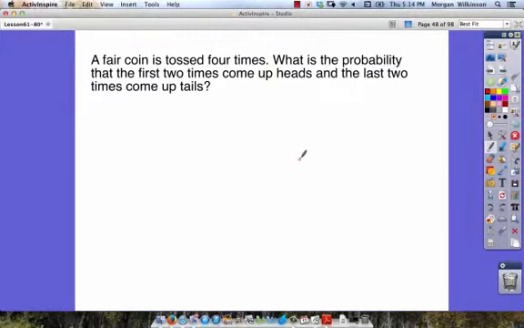A fair coin is tossed 4 times. What is the probability that the first 2 times come up heads and the last 2 times come up tails? Well, if we look at this, a fair coin is tossed 4 times. So we're going to look at the probability that the first 2 times come up heads. So we're going to say the probability the first time is a head, the second time is a head, then the next 2 times have to be tails. So probability of heads first and second, then tails third and fourth.